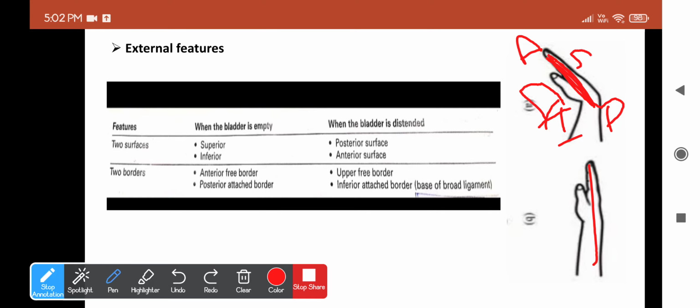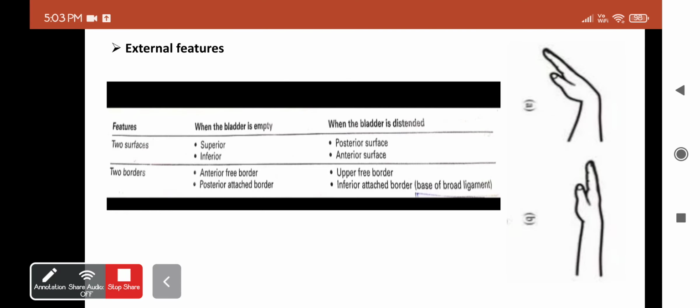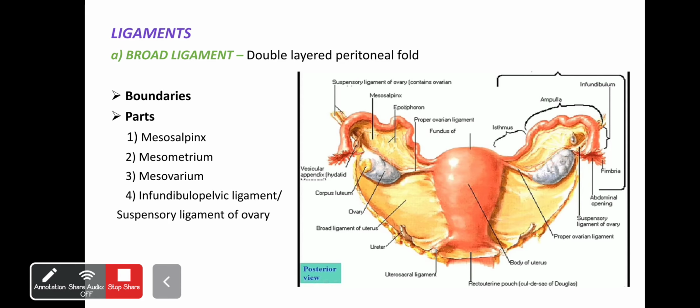But in this case, when the bladder is distended, that is the bladder is full, the uterus will be straight, and hence the broad ligament will obtain an erect posture, and thereby now the surface will be the anterior surface, posterior surface, the upper free border and the lower attached border. Hope it's clear. When the bladder is empty, it will be having superior and inferior surface, anterior and posterior border. But when the bladder is full, it will be erect, and thereby it will obtain anterior and posterior surface, superior and inferior border. So if you are clear with this, it will be easy to understand the further topics.